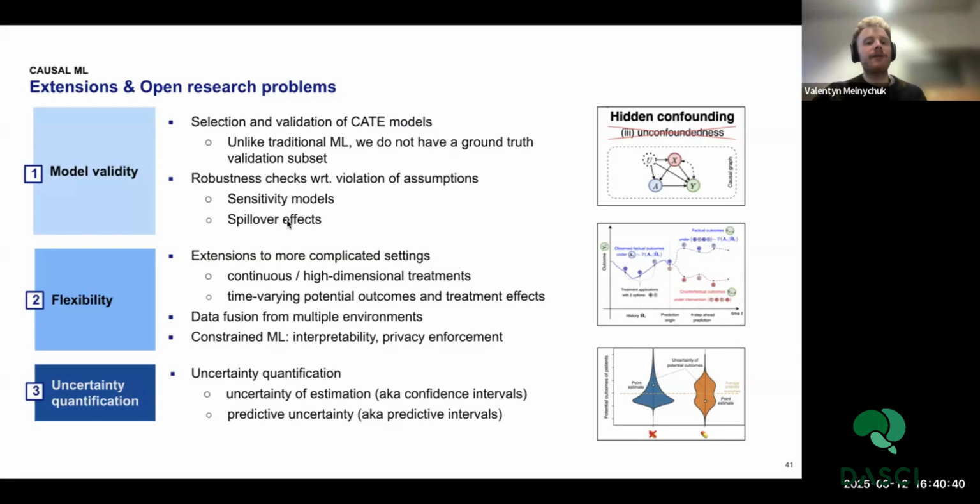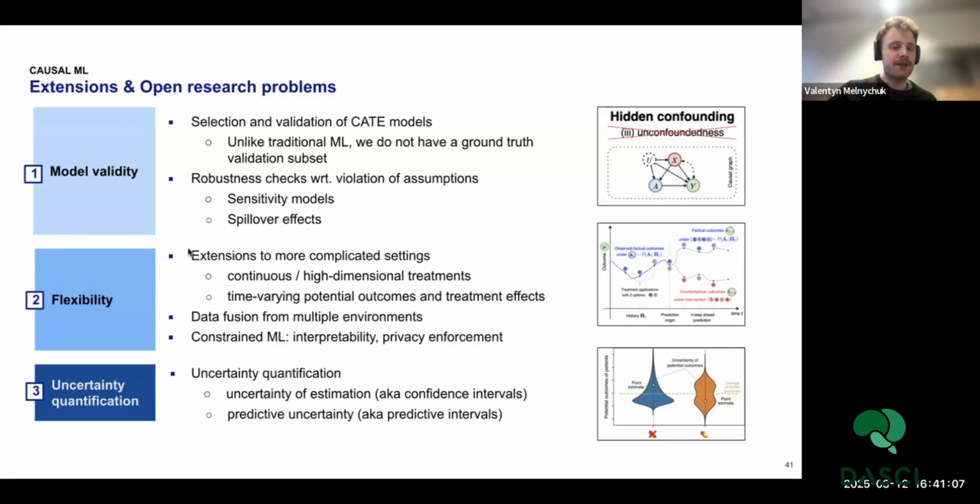We might also be interested in spillover effects. For example, in epidemiology, when I get a vaccination, it does not only affect me, it also affects other people. The chance of them being infected gets lower. So you might have interactions between different people.